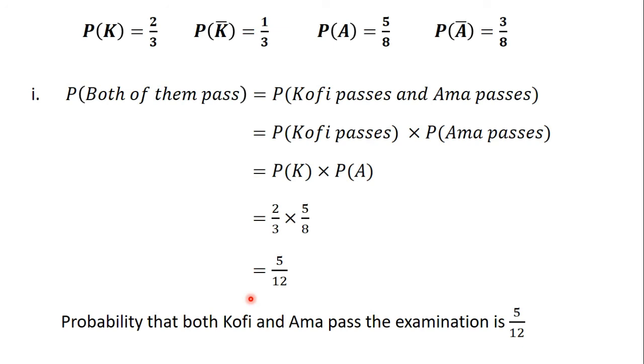The second part of the question says that we should find the probability that only one of them passes the examination. We are going to do that in the next video.